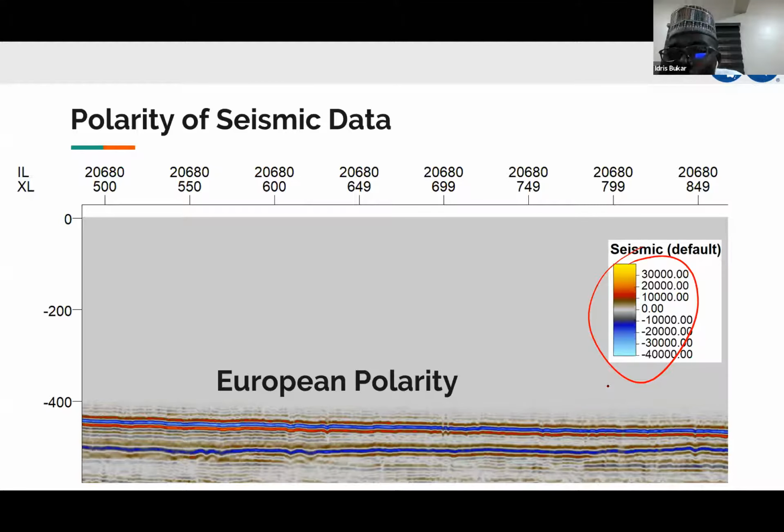And then what happens if you don't have marine data? It's no seabed.